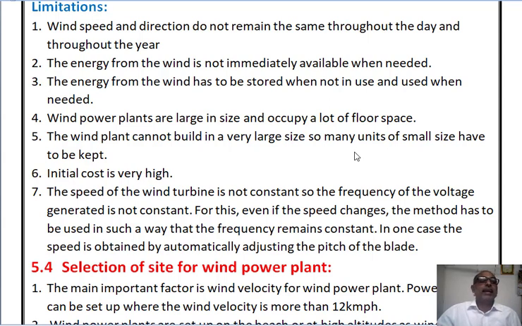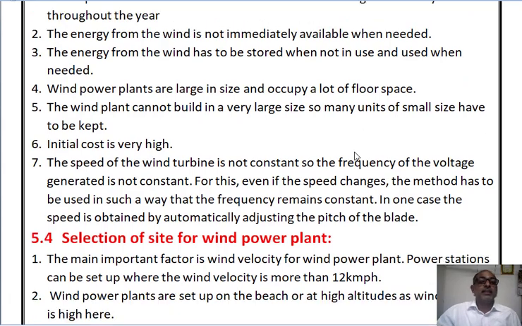At each and every speed of the wind, your turbine or your alternator should always rotate at constant speed. In one case, the constant speed is obtained by automatically adjusting the pitch of the blade. So these are the limitations.